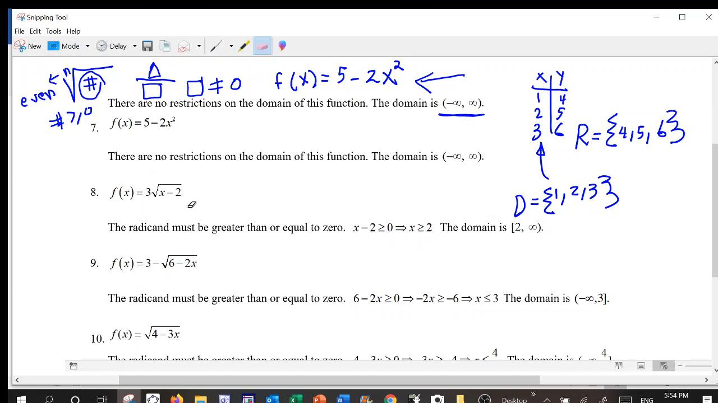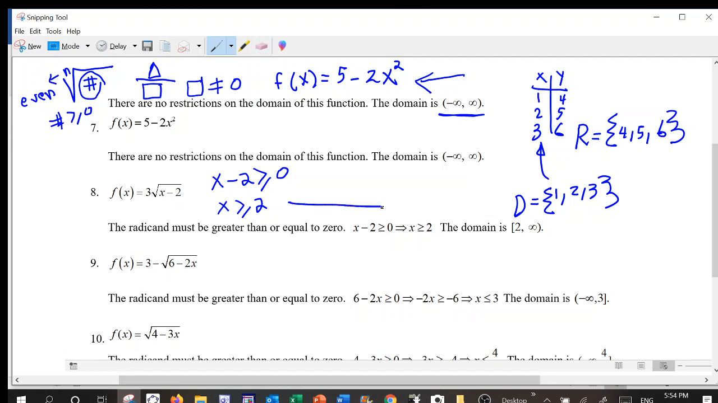Now what about this one, number 8? Well, for number 8 we have one of these. So what we have to do is this. We have to set the inside of the radical greater than or equal to 0, and we have to solve this inequality. And we did that in chapter 2. So we add 2 to both sides. So you see, in this case, we just found the numbers that do work, and that's the domain.